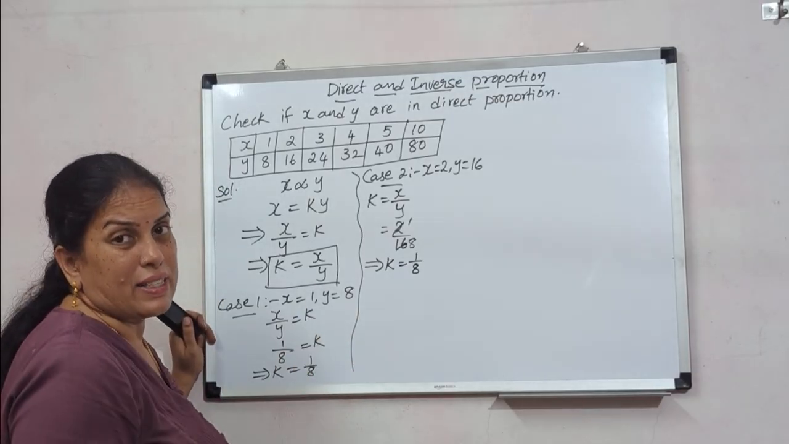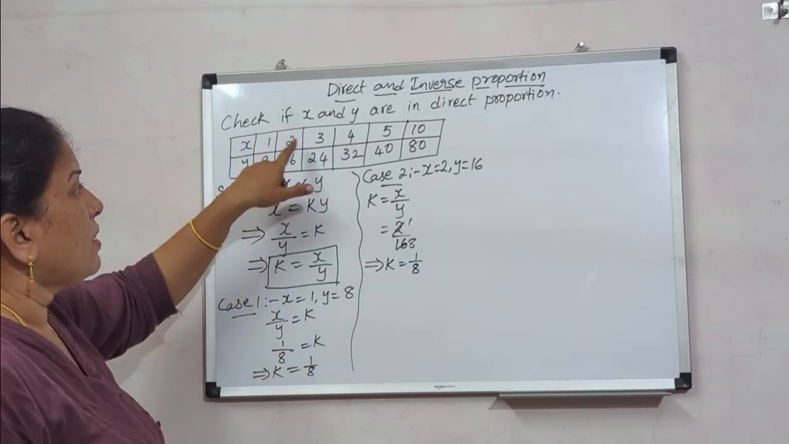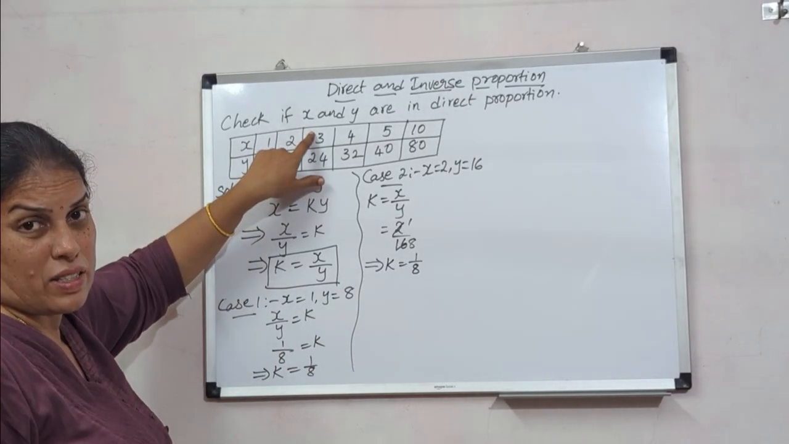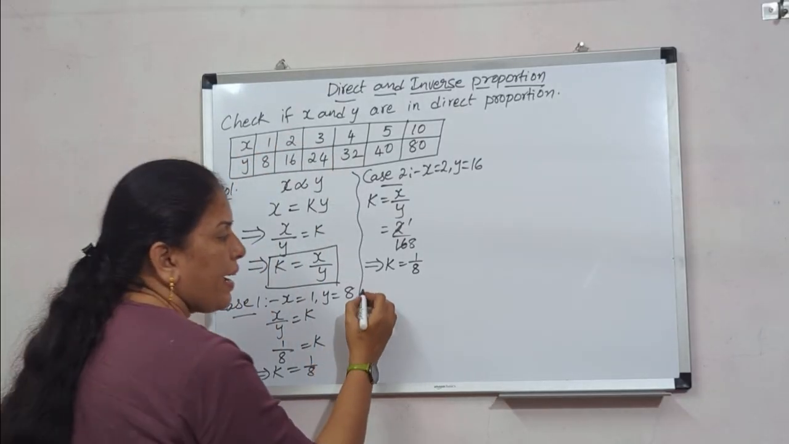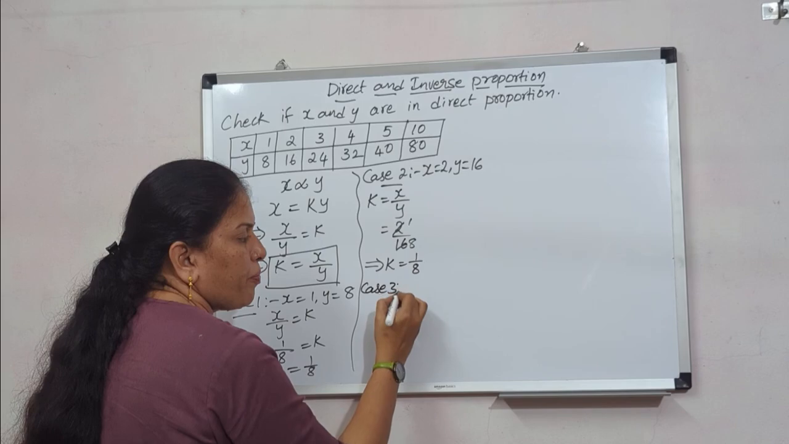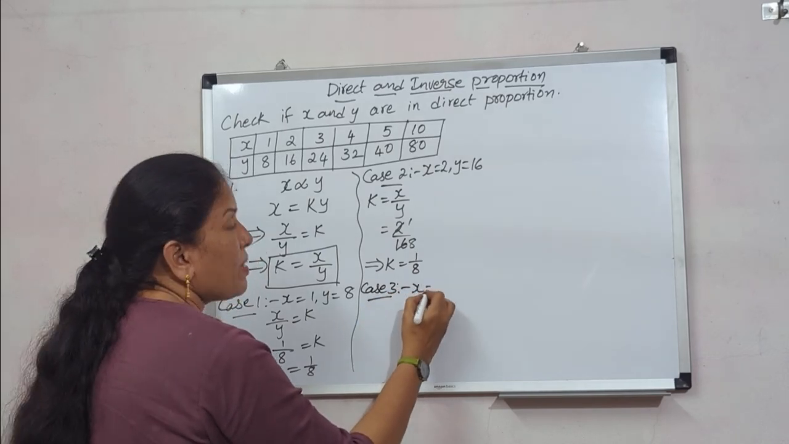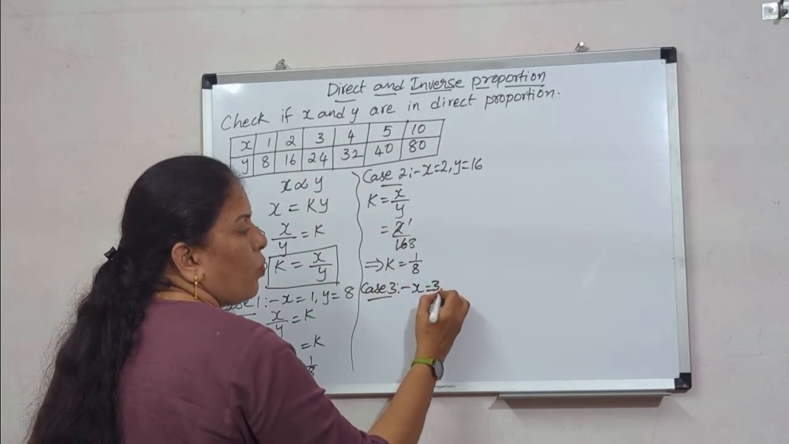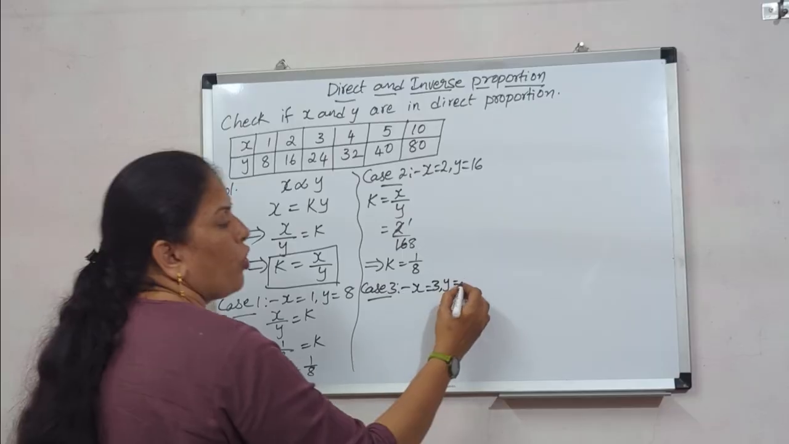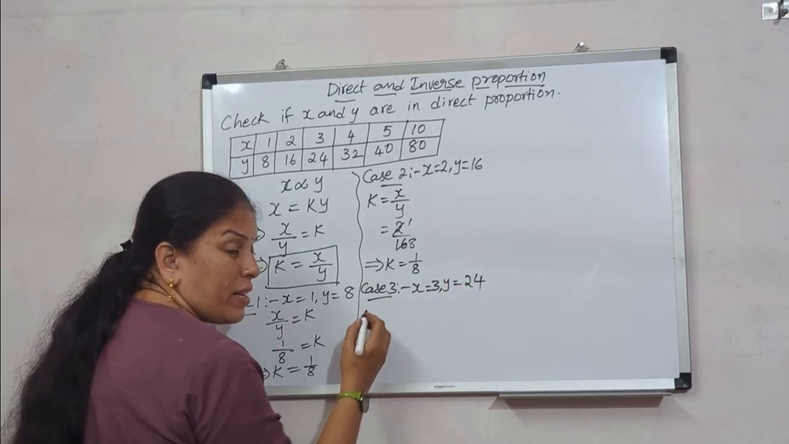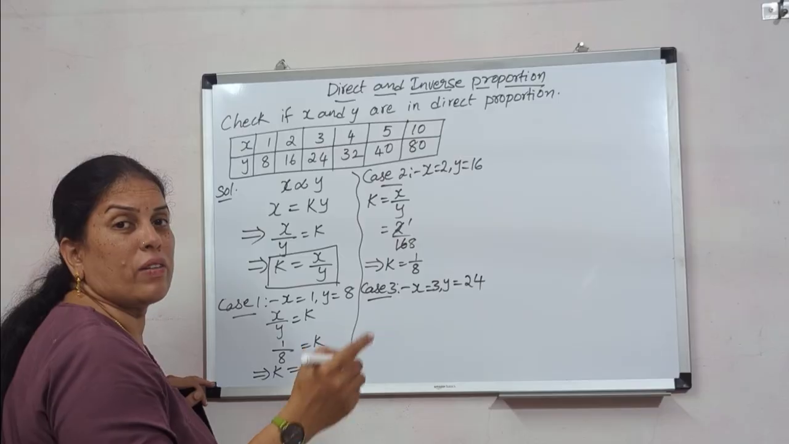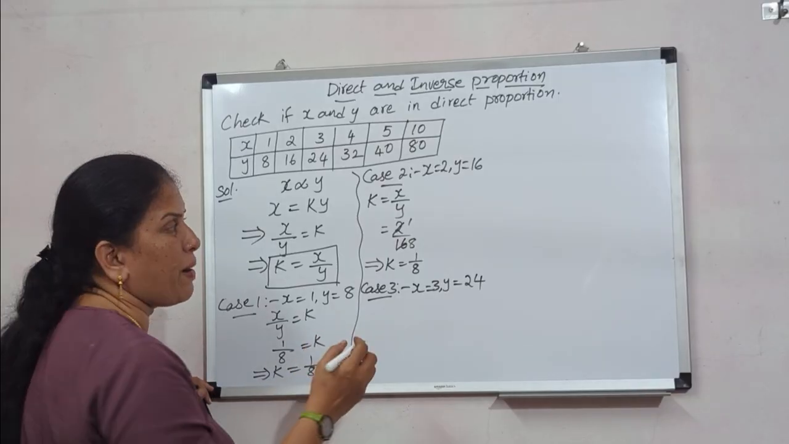This is the second case. The third case is this one. Case 3. X is equal to how much they gave? 3. Y is equal to 24. See, what is the formula? X by y is equal to k, or k is equal to x by y.